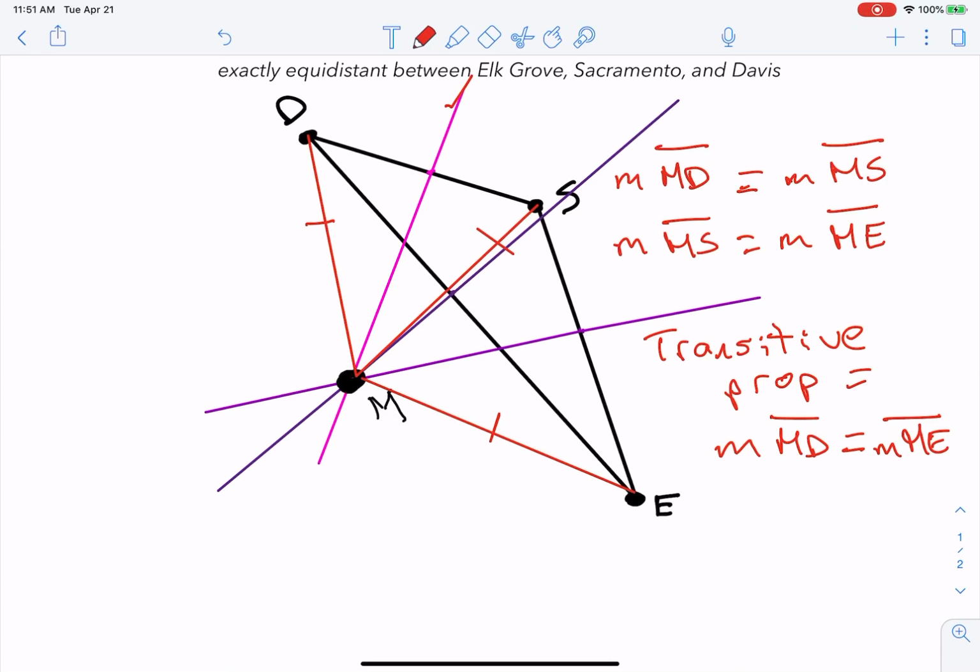And pretty cool, and a good example of the perpendicular bisector theorem and some of its applications. Thank you.